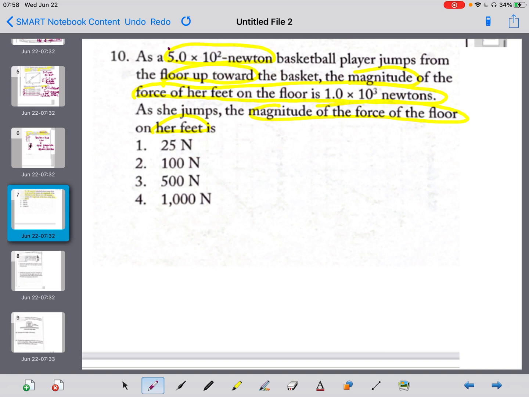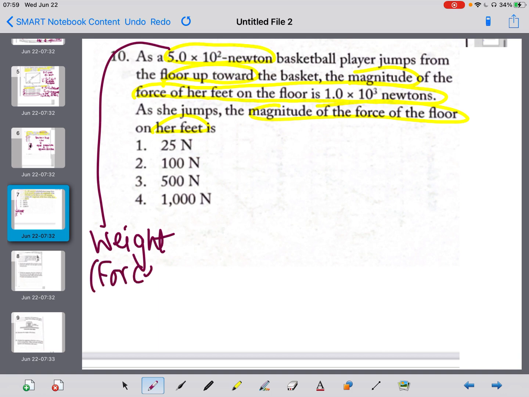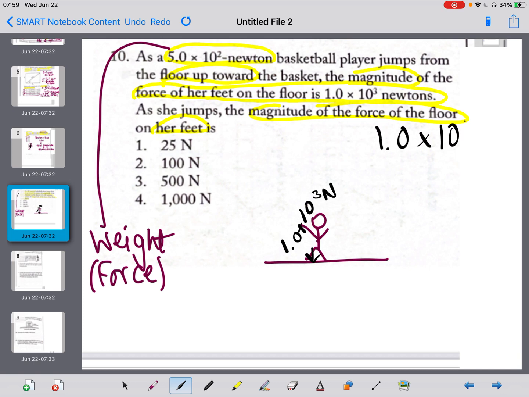This right here, if you recall, is known as a weight, okay? Anything that has the unit newtons, we know is a force, and weight is, in fact, a force. That is the force of gravity on us. Weight and force of gravity are synonymous with one another, okay? But they're saying that this basketball player, she jumped up, right? And she had to exert some sort of force, which they said was 1.0 times 10 to the 3 newtons.